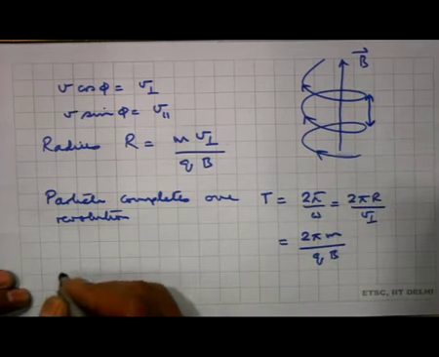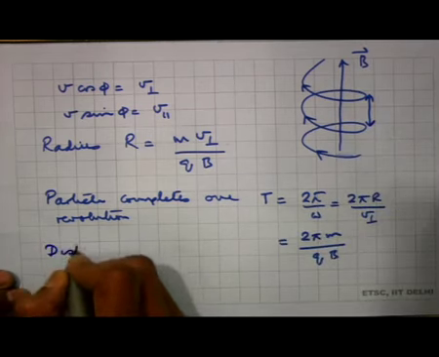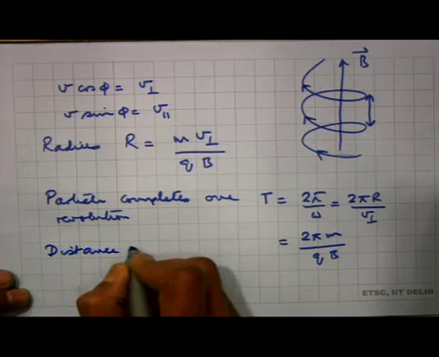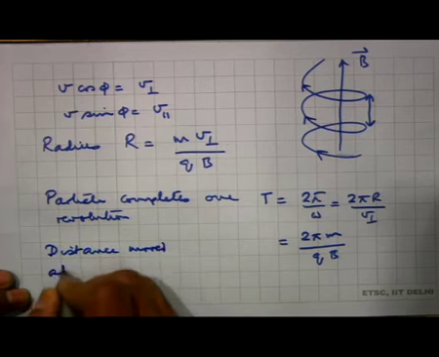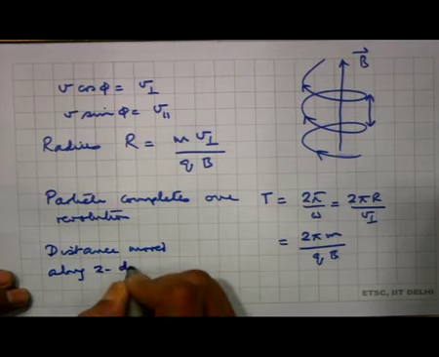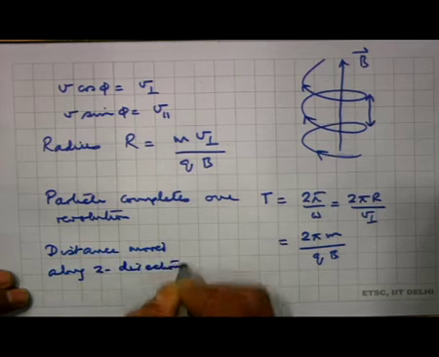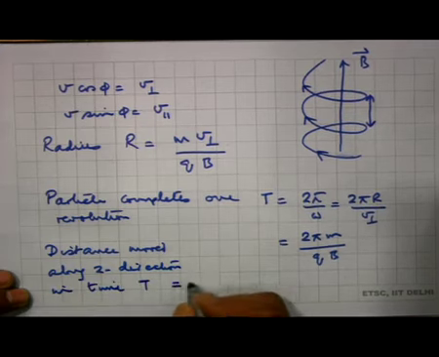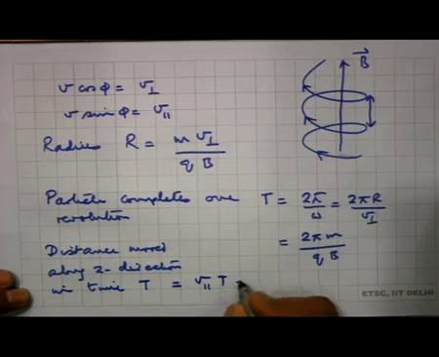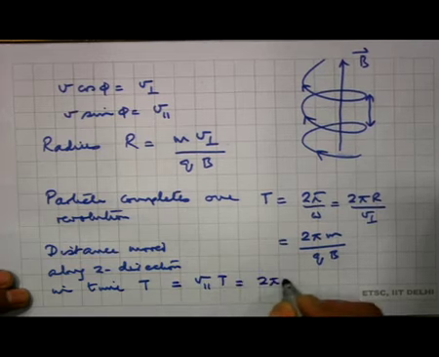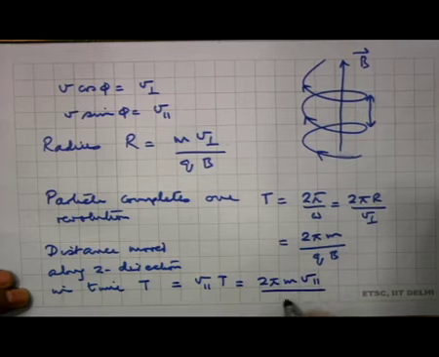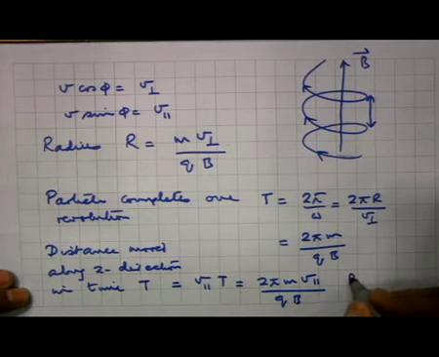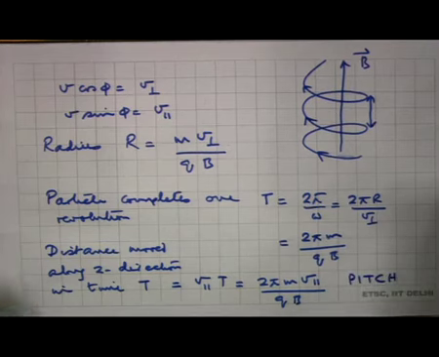And so the distance moved along the z direction in time T is equal to v parallel times T, which is equal to 2 pi m v parallel by q times B. This is called the pitch of the helix, the pitch of the helix.